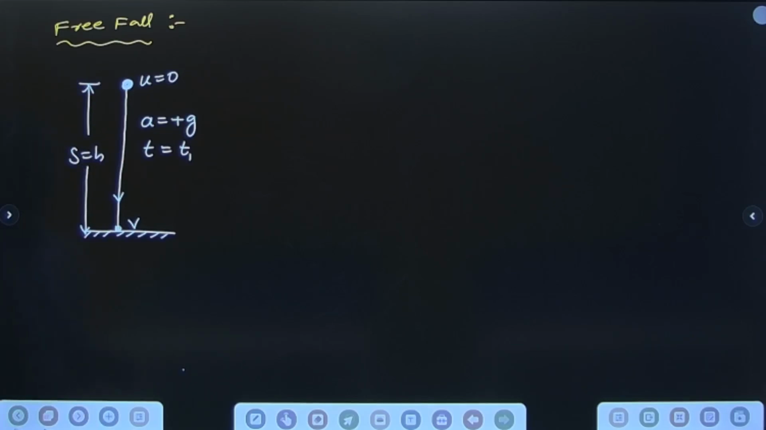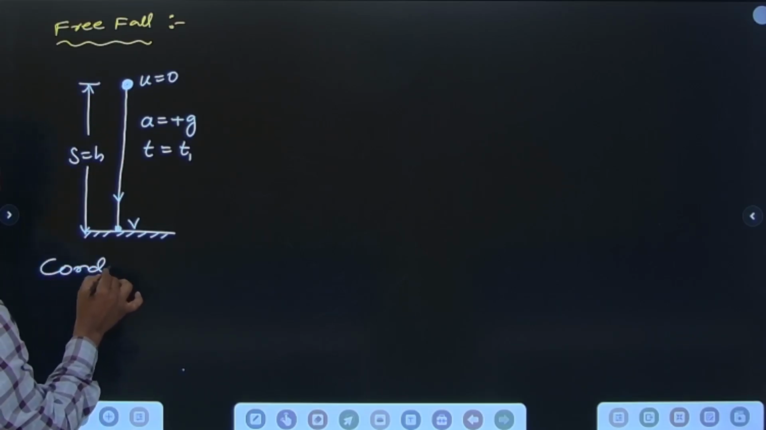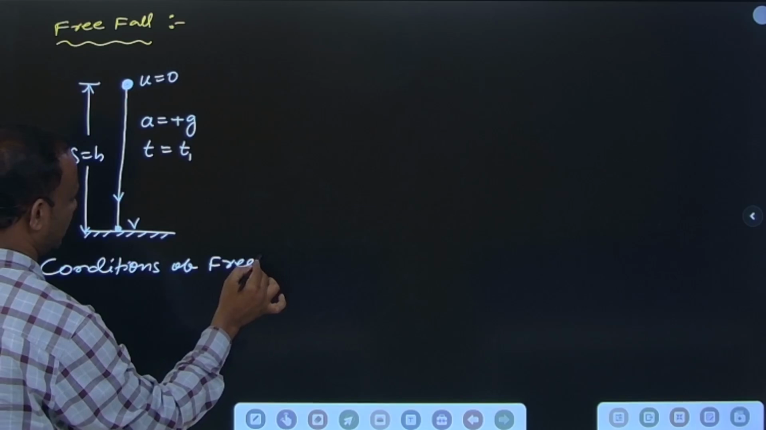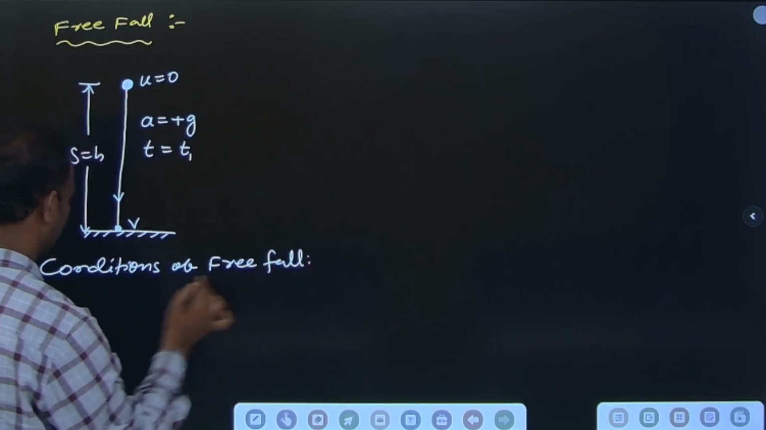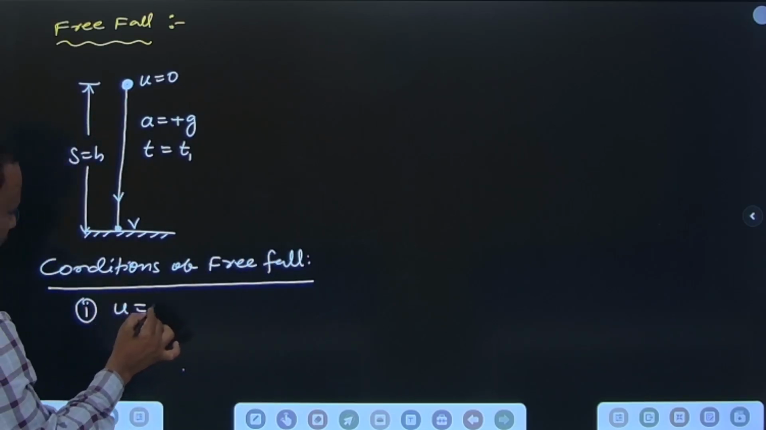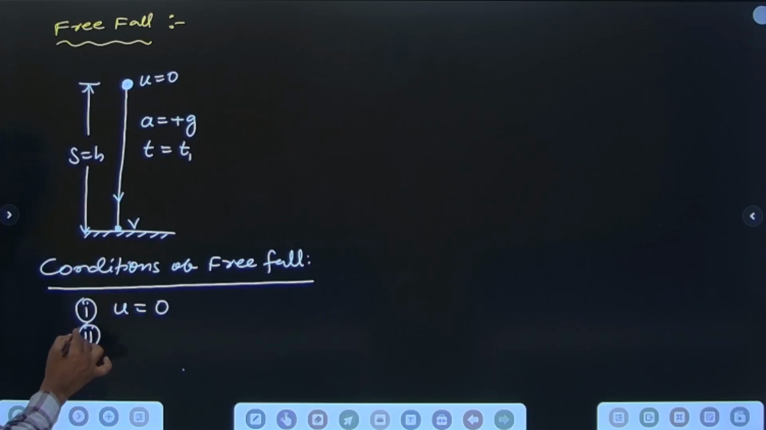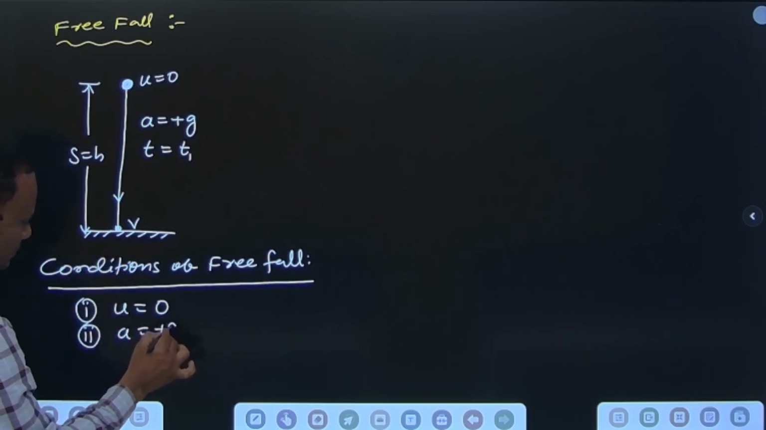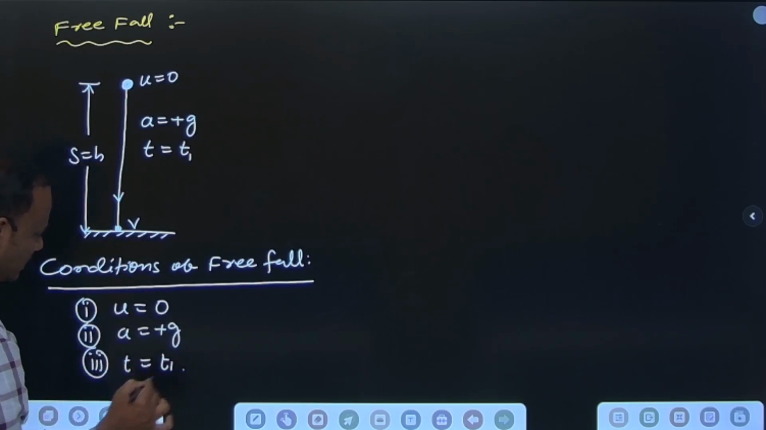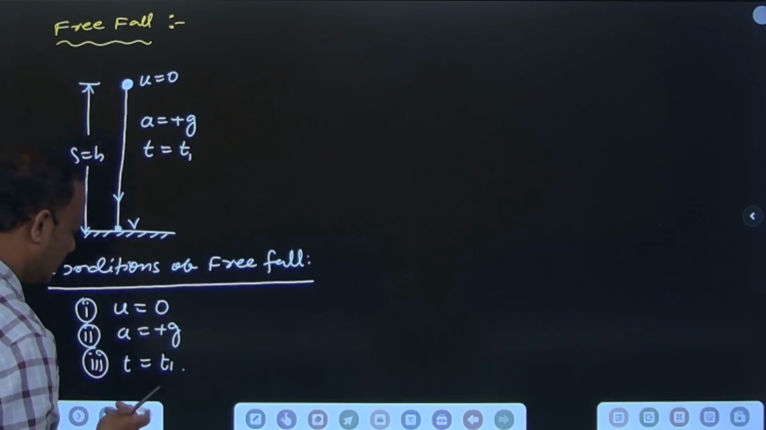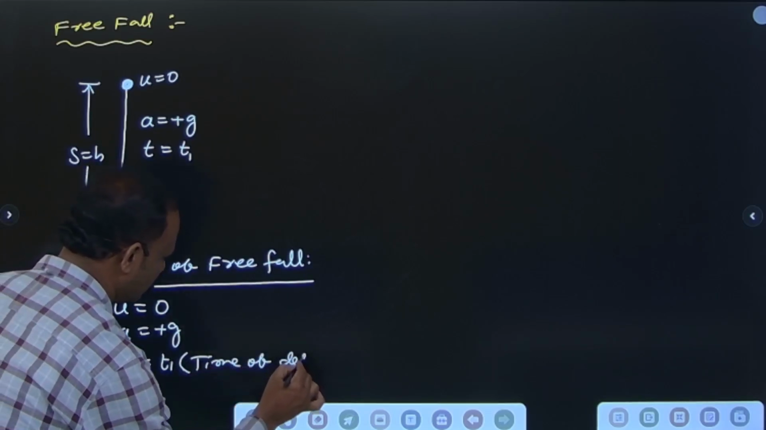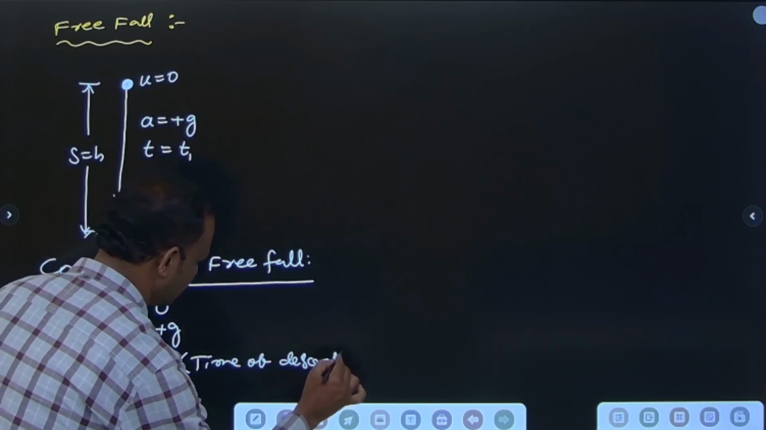So what are the conditions of free fall? We need to follow these cases. First, initial velocity u is equal to 0. Second, acceleration a is equal to plus g. Third, time taken t is equal to t1, the time of descent.